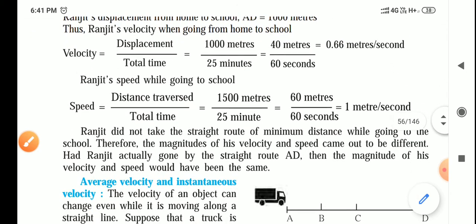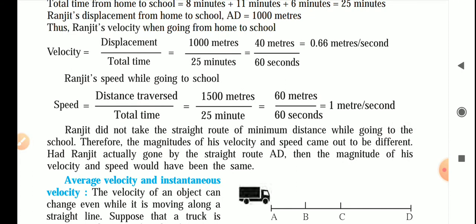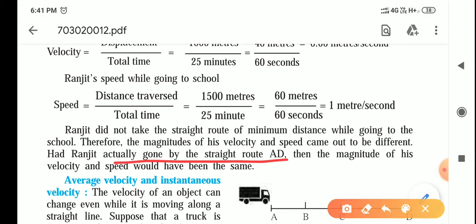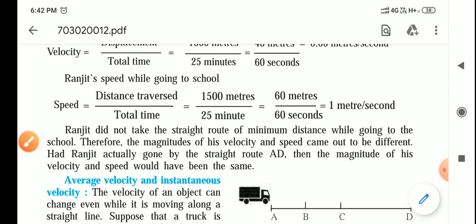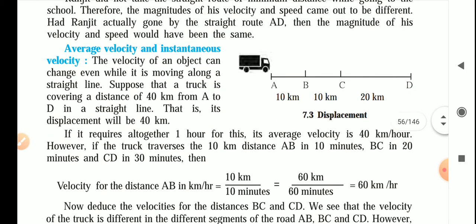Okay, so Ranjit did not take the straight route of minimum distance while going to the school. Therefore, the magnitude of the velocity and speed came out to be different. Had Ranjit actually gone by the straight line route AD, then the magnitude of his velocity and speed would have been the same. Okay, now let's see what is average velocity and instantaneous velocity.